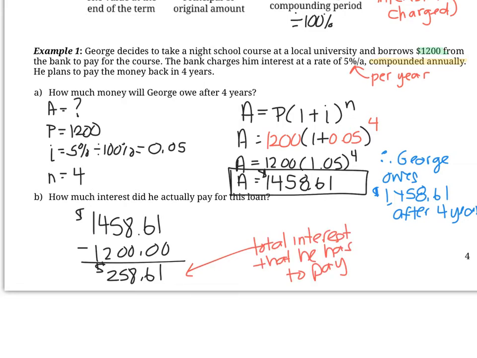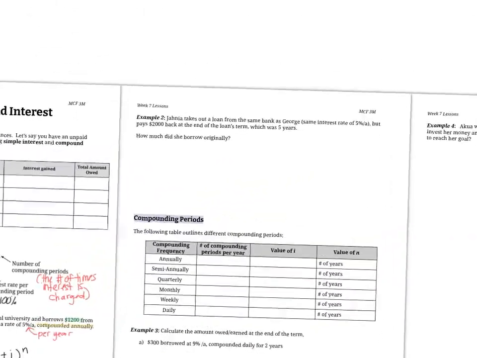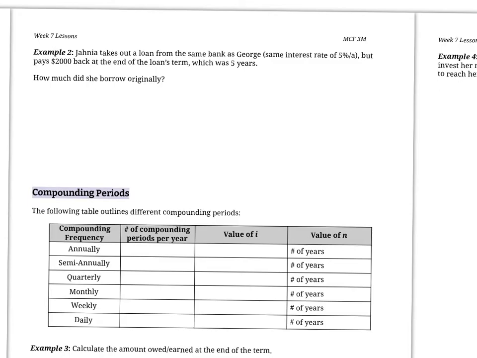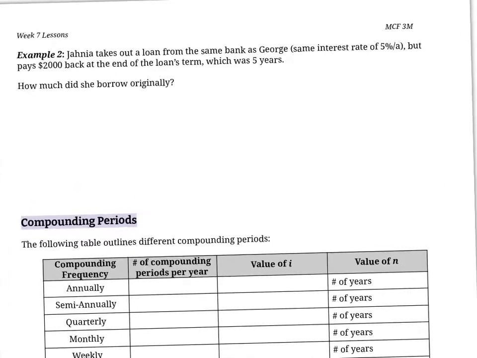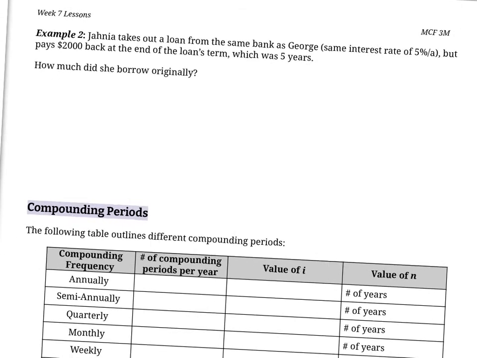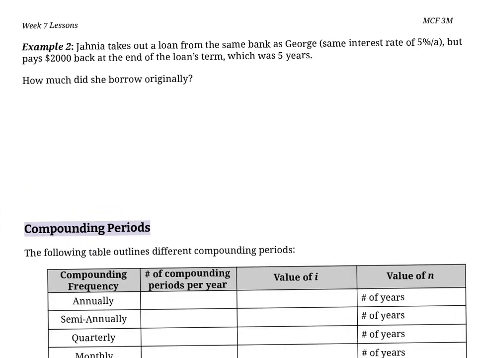What if we work on a slightly different problem? So this says Janiyah takes out a loan from the same bank as George. So they get the exact same interest rate. It's 5% per year. That's what /A stands for, per annum. But she pays back $2,000 at the end of the loan's term, which is 5 years. So she borrows some other amount of money, and she's going to pay back $2,000 in the end. And she borrowed this money for 5 years. The question is now, how much did she originally borrow?